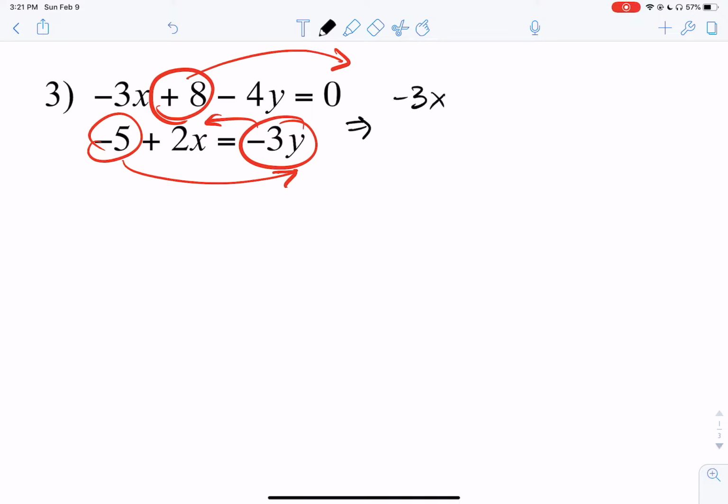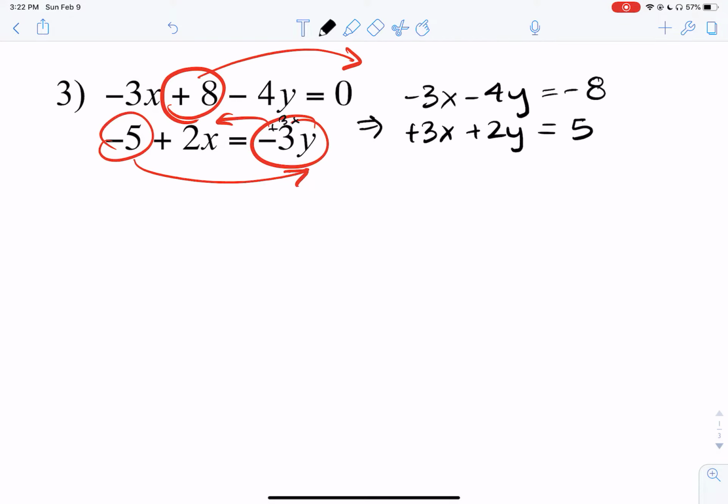So I end up with negative 3x minus the 4y, and subtracting the 8 from both sides, I get a negative 8. And here I would add the 3x to both sides, so I end up with a positive 3x, a positive 2y, and 5 becomes a positive 5 when I move to the other side, okay, in very simple terms.